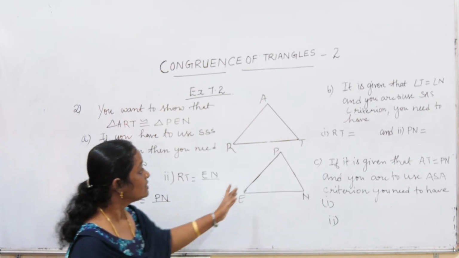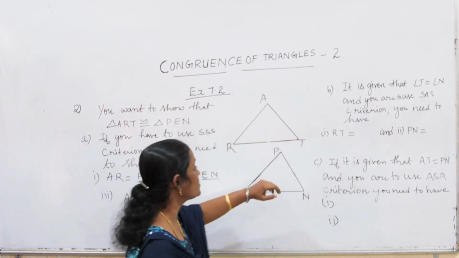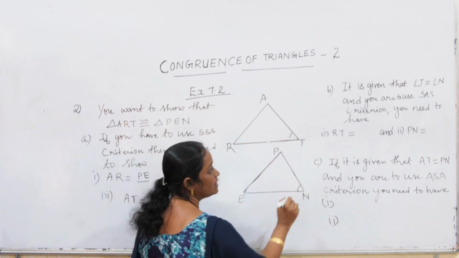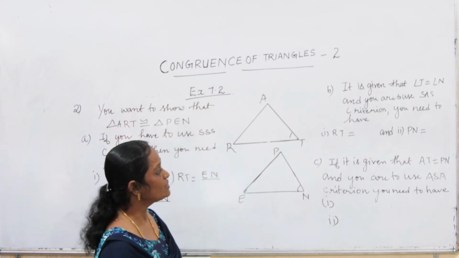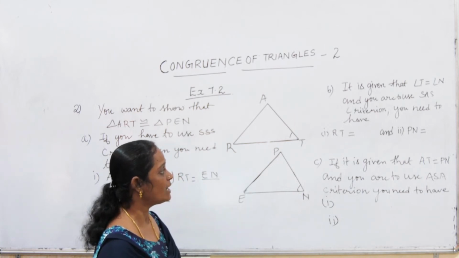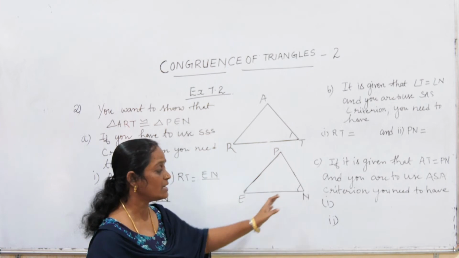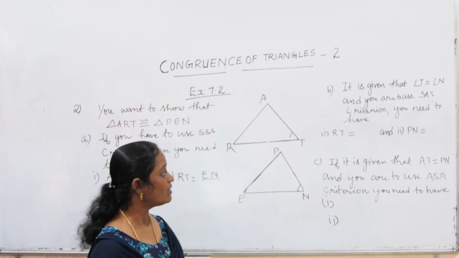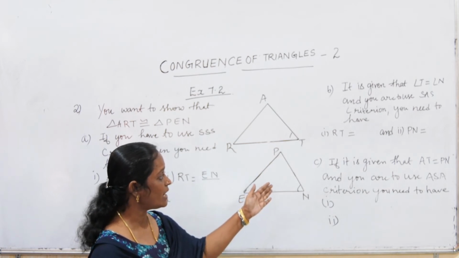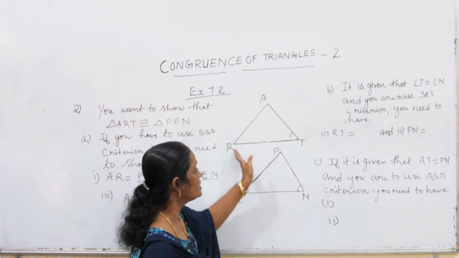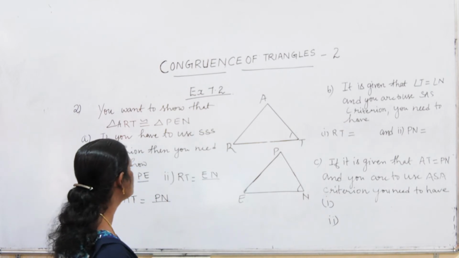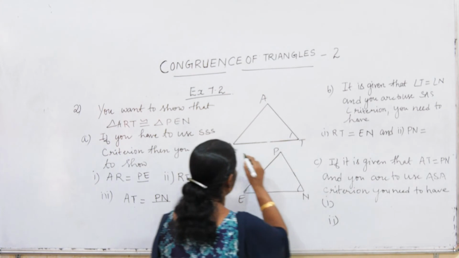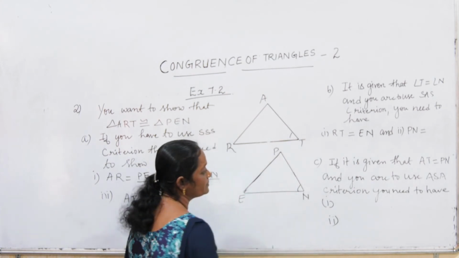The next one. It is given that angle T is equal to angle N. These two angles, angle T and angle N, are equal. It is given, and you have to use the SAS criterion. You need to have RT equal to what? RT will be equal to EN.